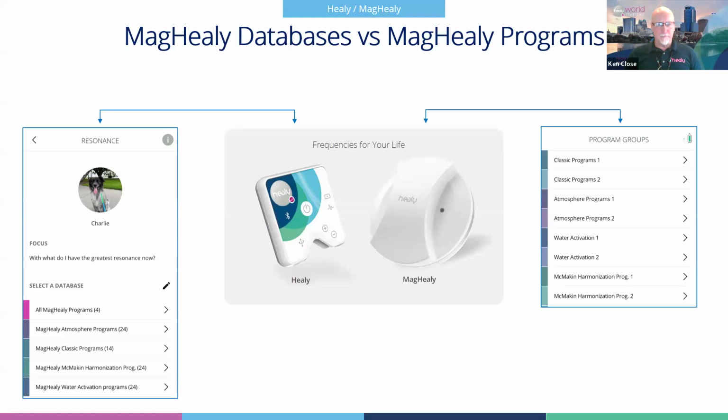And the MagHealy is designed for the magnetic wave. That's why it's called MagHealy, magnetic Healy, right? It's designed to send information into the body through magnetic energy. And magnetic energy is electrical and magnetic information collected together to make it an electromagnetic wave. So that's how information is passed into the body. The body is a walking, talking antenna. It receives information all the time in that fashion.